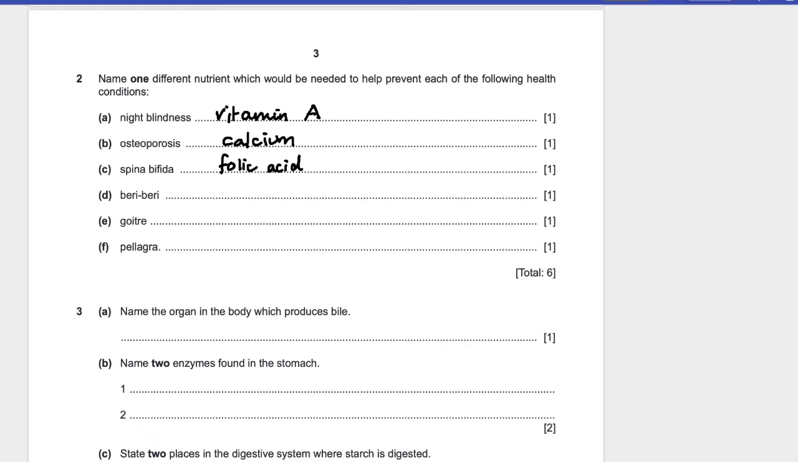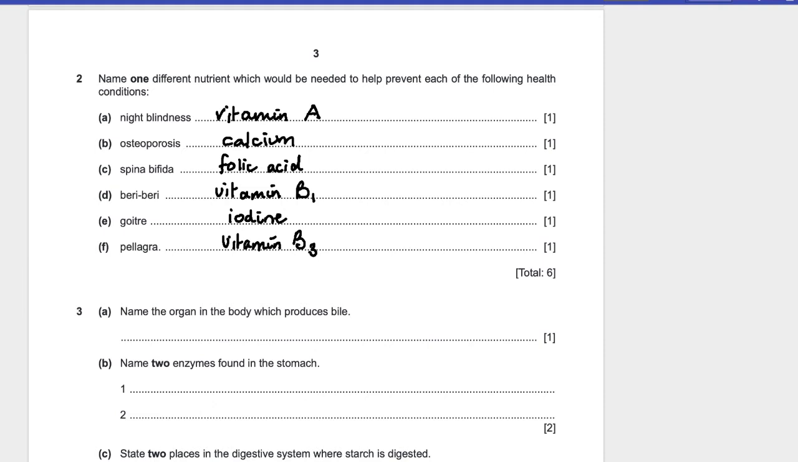Beriberi, vitamin B1. Goiter, iodine. Pellagra, vitamin B3.